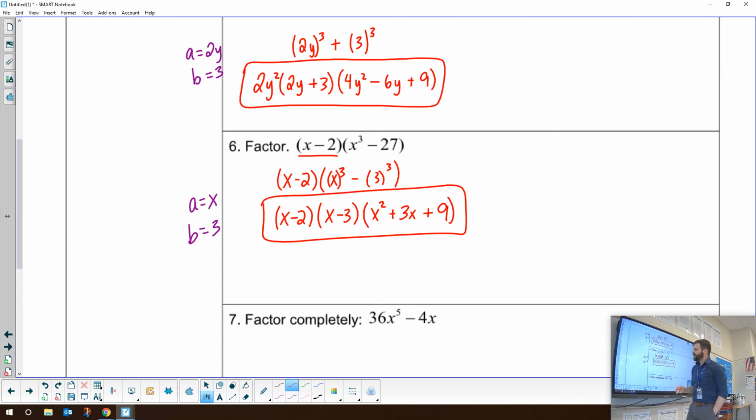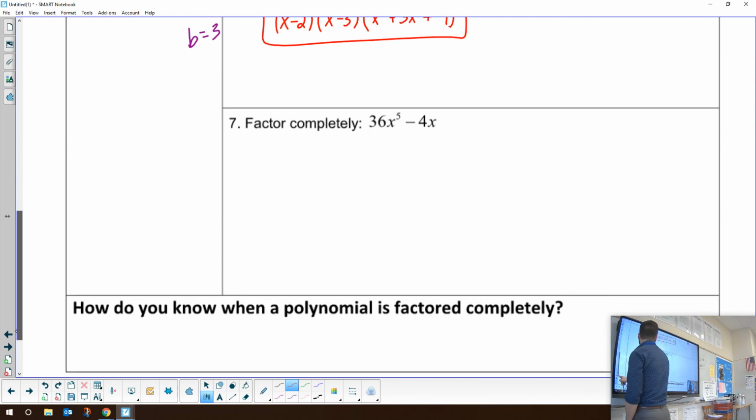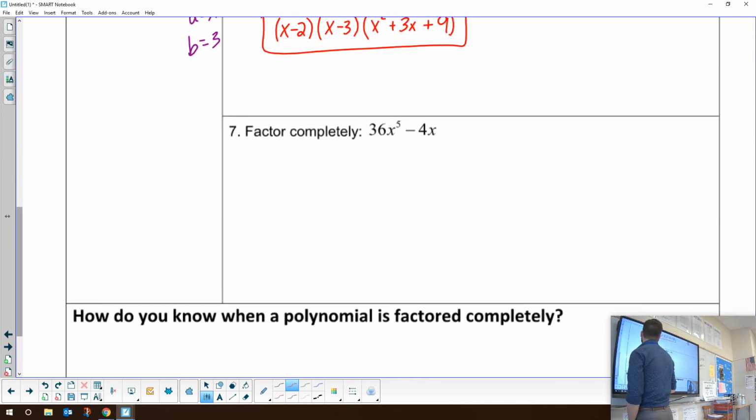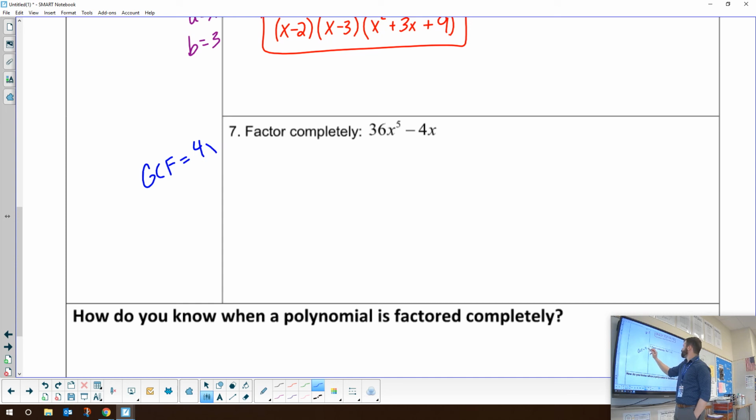All right, our very last problem here, number 7. Number 7, factor completely this. So first off, look for a GCF. In this case, my GCF equals 4x. So we're going to divide both of these by 4x, and we're going to get 4x times 9x to the fourth minus 1.